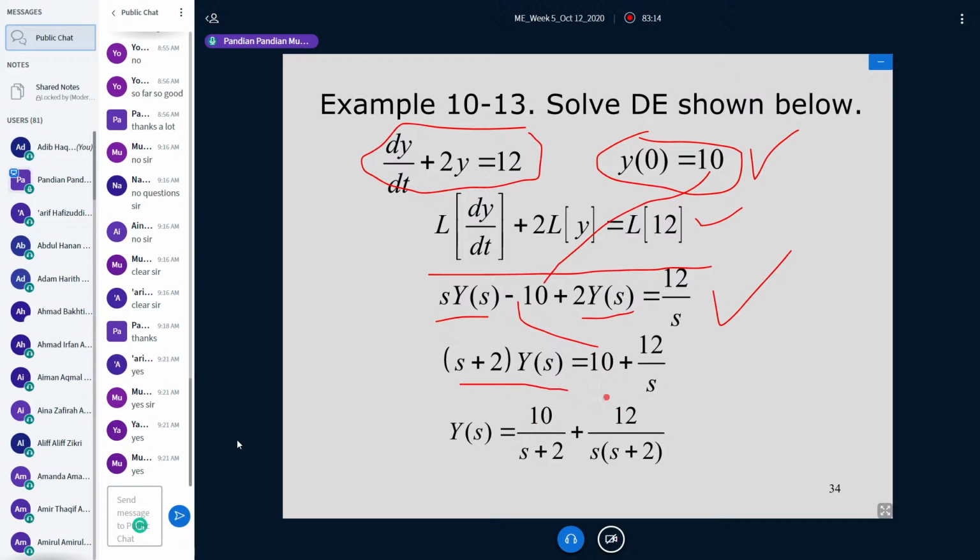Now, this part, how to make it Y(s)? Because you have to take the inverse Laplace of Y(s) to get y(t). So y(t), the t domain, is your final output. Remember, the most important thing in this question is your final output, y(t). So here, Y(s) is 10 over s plus 2, plus 12 over s(s plus 2).